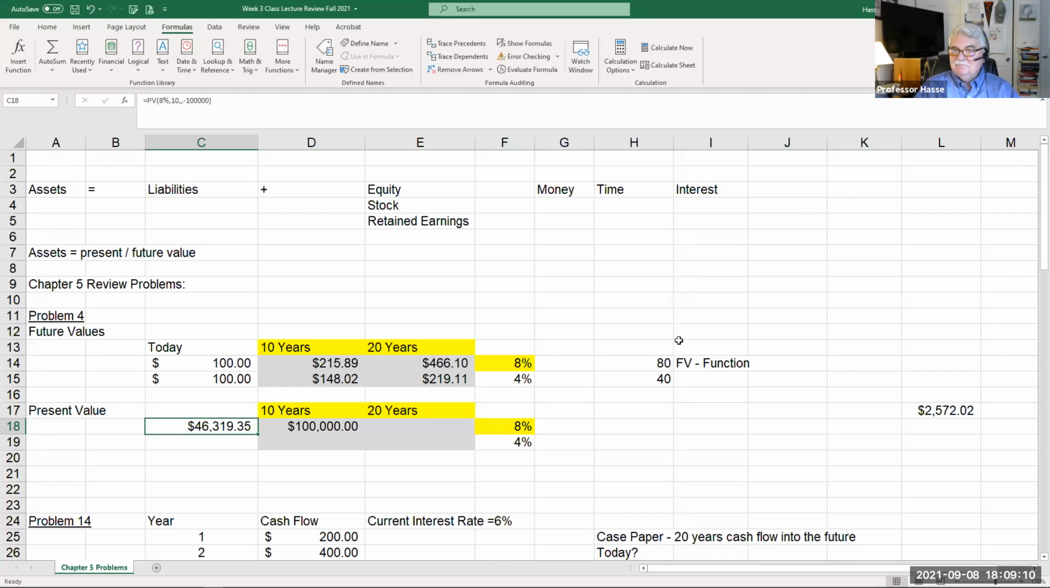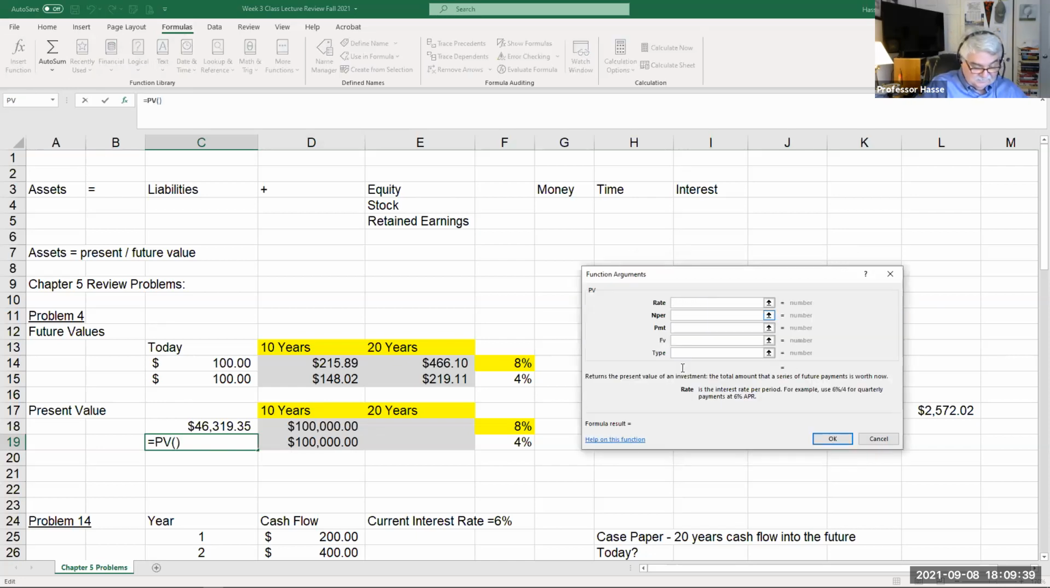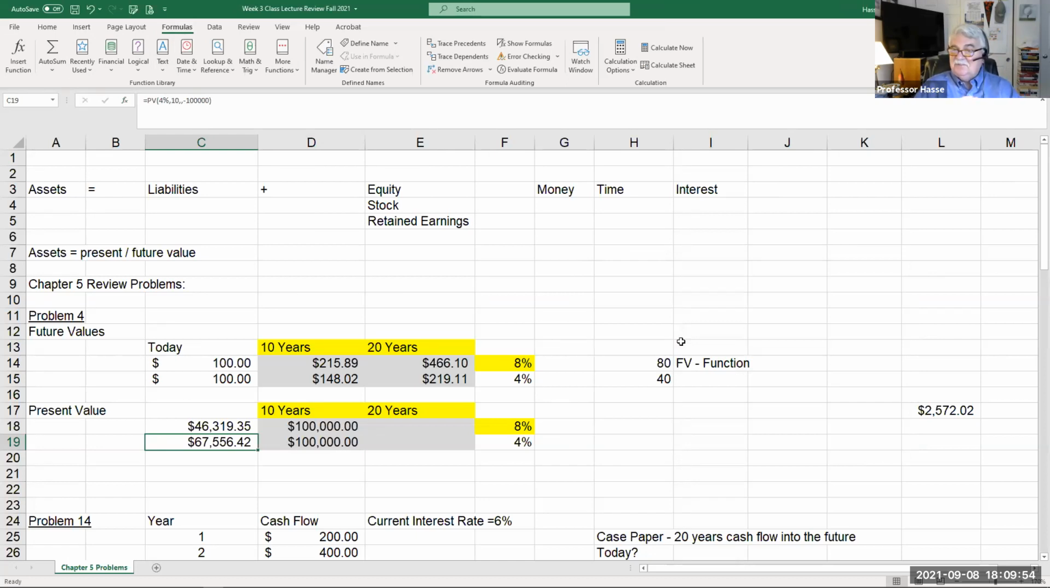Okay? Makes sense, right? Now, if that money is at 4%, which is more like the type of interest rates we're getting today, what would be the present value at 4%? Now, I would think it'd be a lot higher, right? Well, let's see. Formula, function, financial, present value. Now it's 4% for 10 years. The future value is still minus $100,000. I got to put $67,556.42 aside now at 4% to have $100,000 in 10 years.